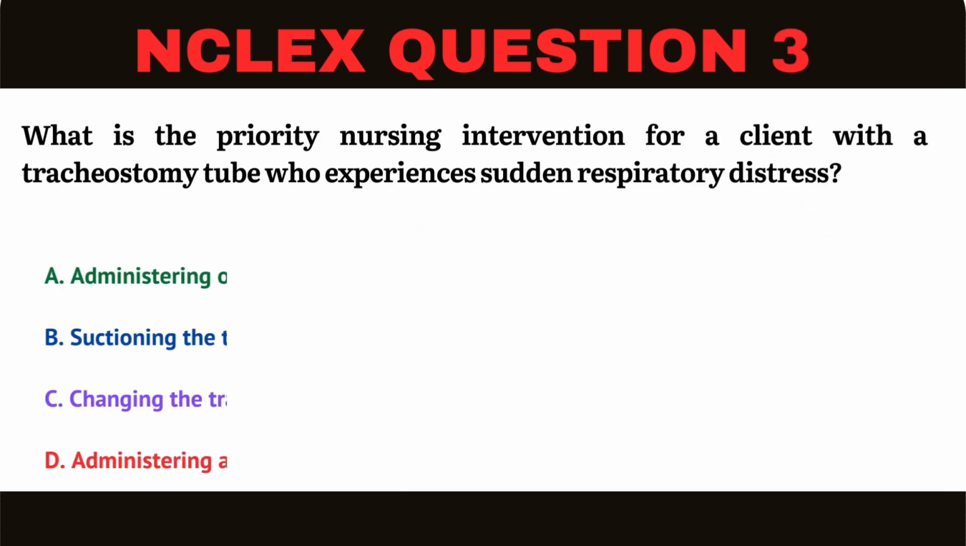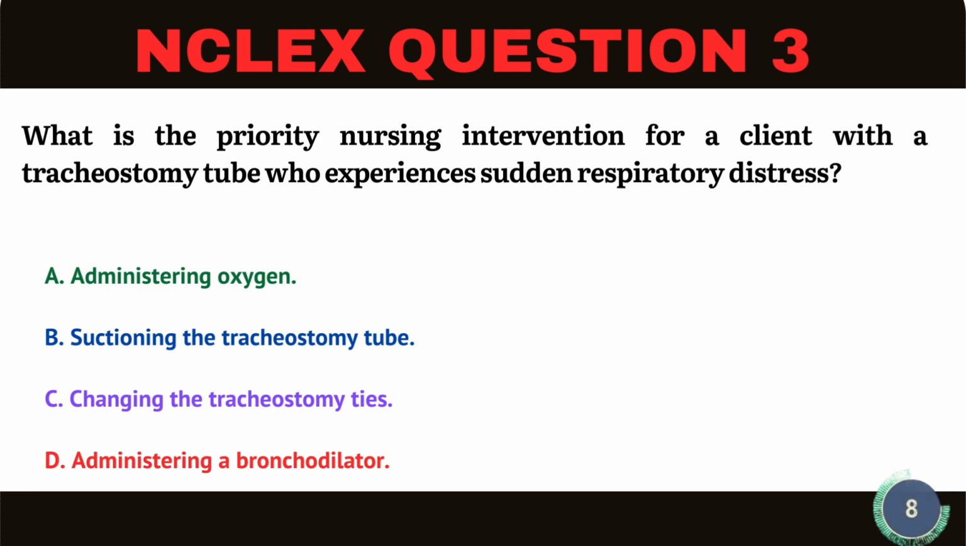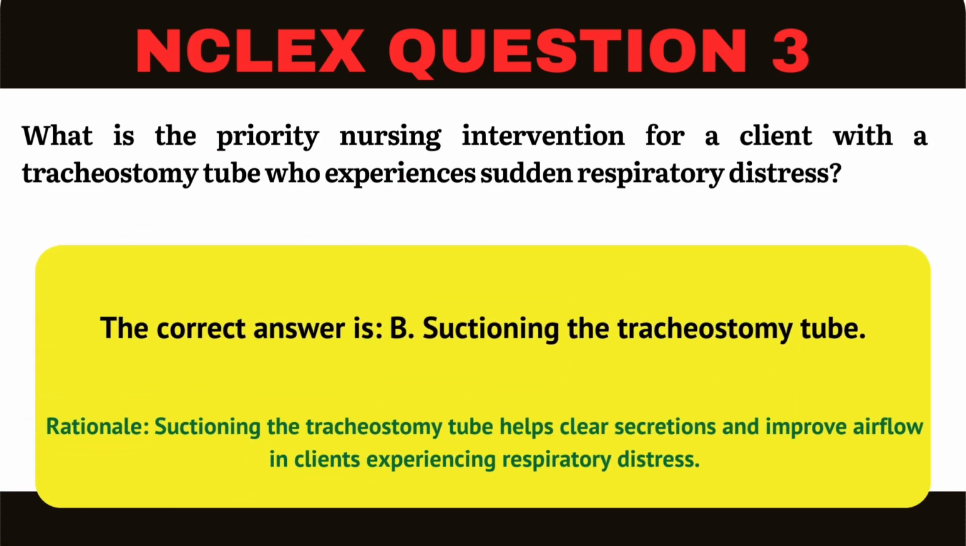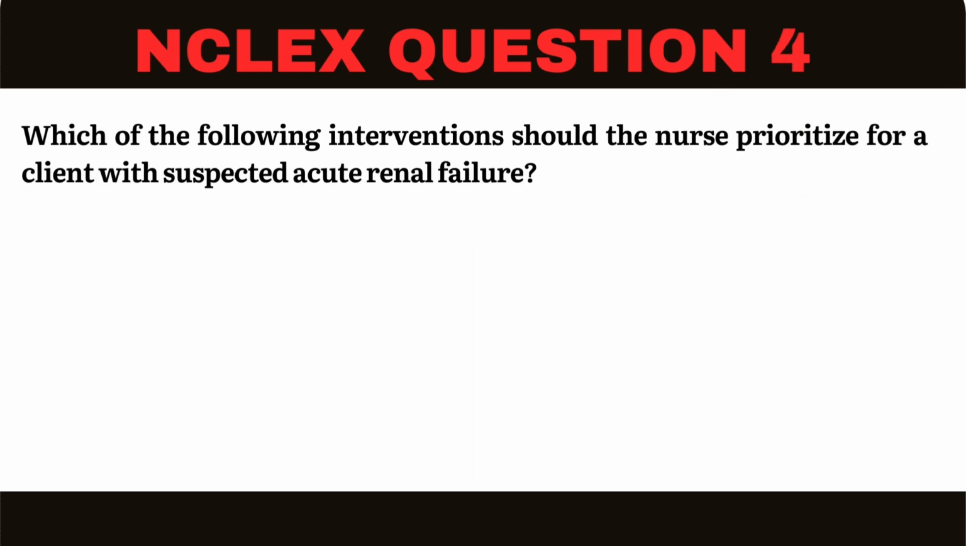What is the priority nursing intervention for a client with a tracheostomy tube who experiences sudden respiratory distress? A. Administering oxygen. B. Suctioning the tracheostomy tube. C. Changing the tracheostomy ties. D. Administering a bronchodilator. The correct answer is B. Suctioning the tracheostomy tube. Rationale: suctioning the tracheostomy tube helps clear secretions and improve airflow in clients experiencing respiratory distress.